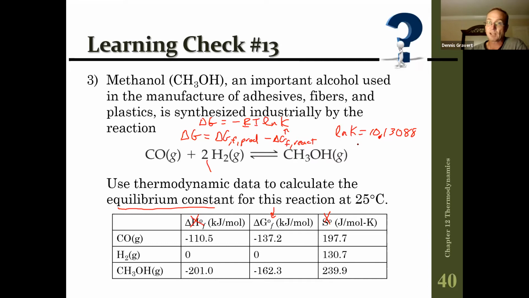And what you want to do is raise everything as a power of e. That's how you get rid of the ln. You raise this side to e to the ln of K is equal to K, and then e to the 10.1318 tells you that K, I calculated K to be about 2.5 times 10 to the fourth.